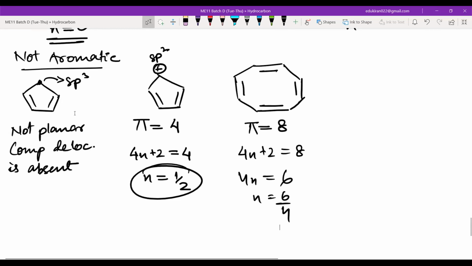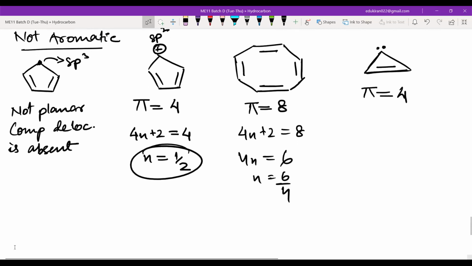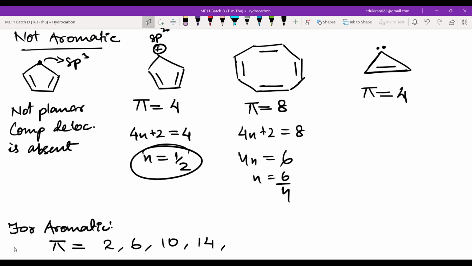If you want to write more examples, you can write the cyclopropene anion. Here also the pi electrons are 4. So for aromatic, if all the criteria are fulfilled, the pi electrons should be either 2 or 6, or 10, 14, 18, 22, and so on.